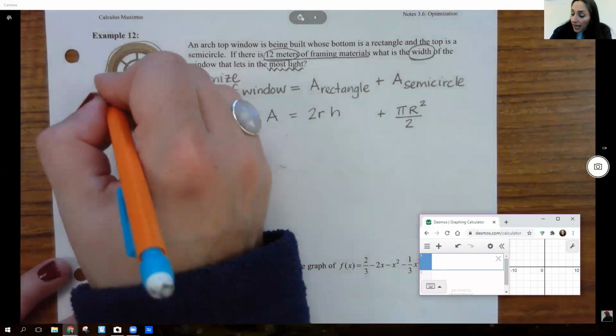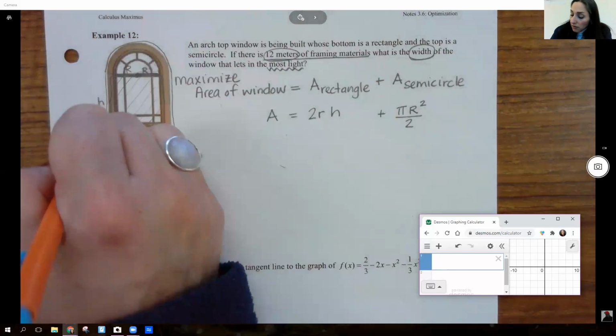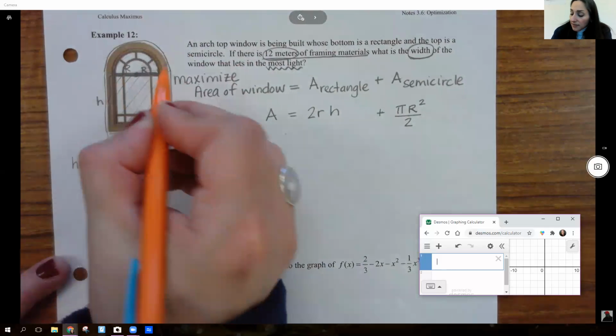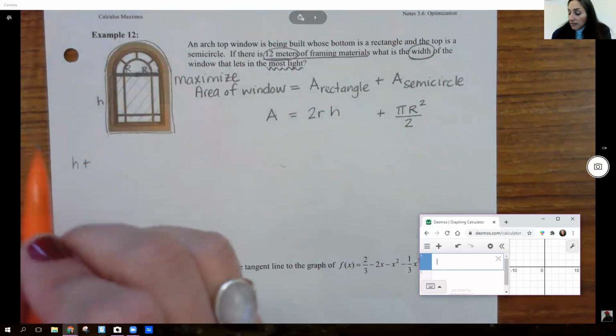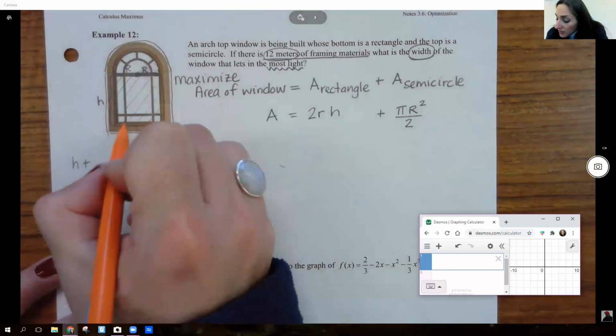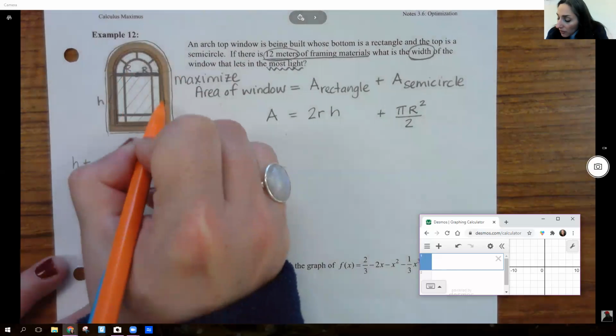So we have H plus this distance is the same as this distance. Once again, I drew it on the outside, but I should probably be talking about this piece in here.